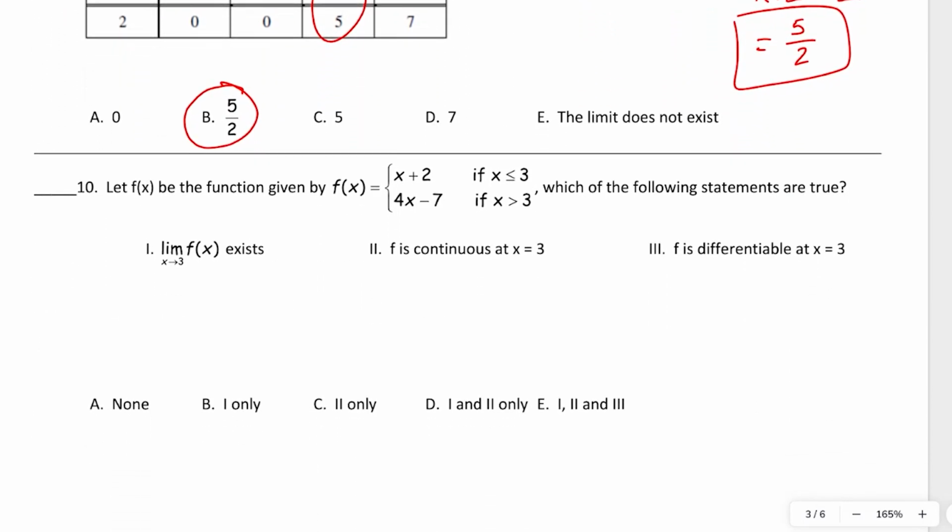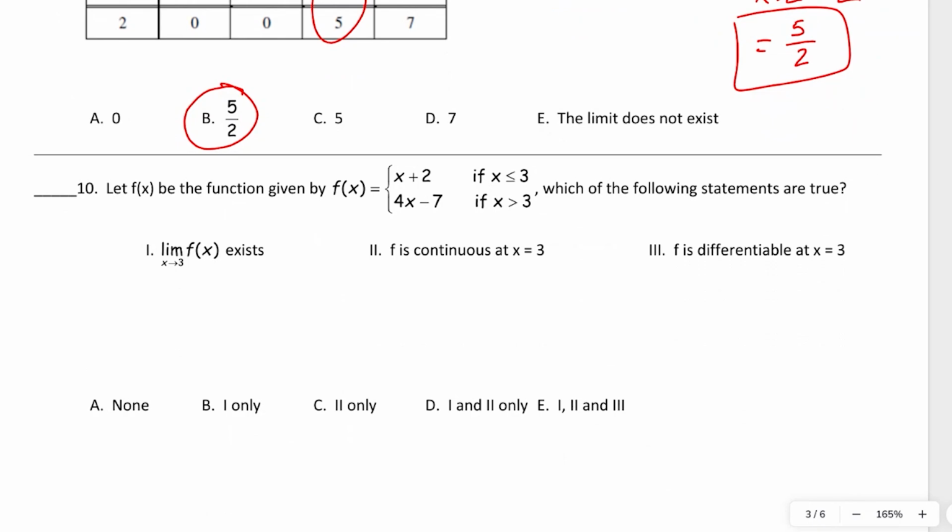Number 10, we've got a piecewise function with a potential point of discontinuity at 3. And part of the goal here is to figure out whether or not it's continuous and whether or not it's differentiable. So the first part is asking, does this point actually exist? Well, if I substitute 3, no, I'm sorry, it doesn't ask whether or not the point exists. It's asking if the limit exists. So we need to know if the left-hand limit equals the right-hand limit.